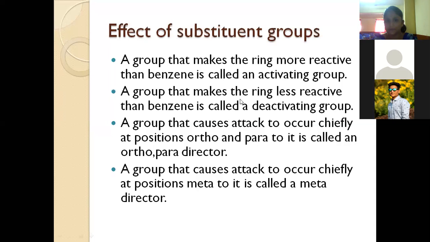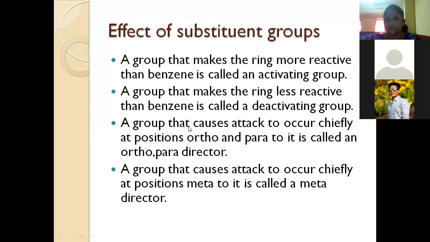A group that makes the ring less reactive. Any group which decreases the reactivity of the benzene ring is known as a deactivating group. Those groups which make the benzene ring more reactive, what do we call such groups? Activating groups. The groups which make the benzene ring less reactive are known as deactivating groups.